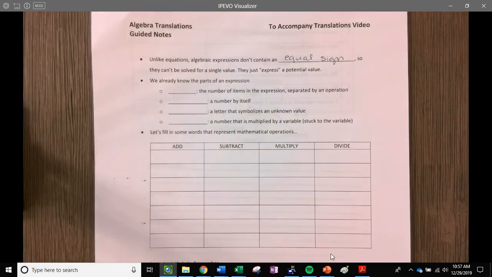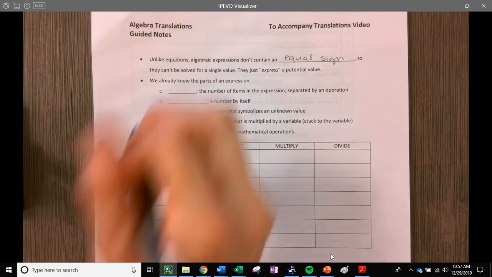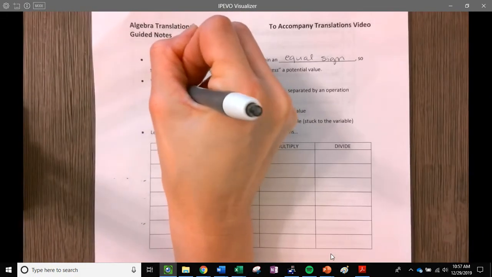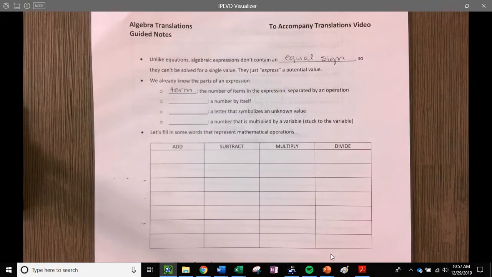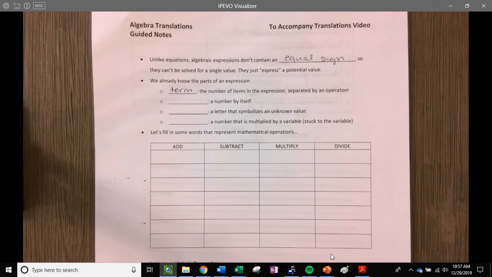All right. We already know the parts of an expression, right? We talked about this in the last lesson. The number of items in the expression separated by an operation is called a term. When we talked about polynomials, binomials, trinomials, terms separated by an operational sign.